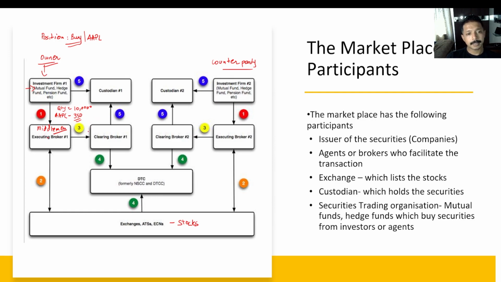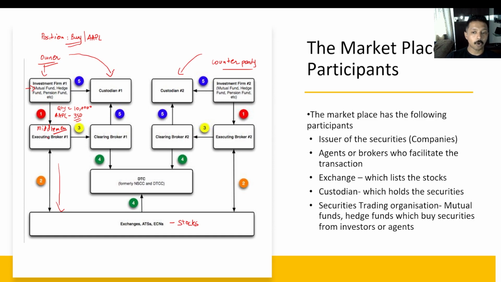Now, let's say the clearing broker comes back to the executing broker and says that, okay, we have the security at 350, and the counterparty is ready to sell it, right? Now, at the same moment, once the order is placed, the order also goes to the exchange, right? So the exchange also is notified. The counterparty custodian is also notified, right? And your custodian is also notified. So you can see that things are becoming a little more complicated, right?